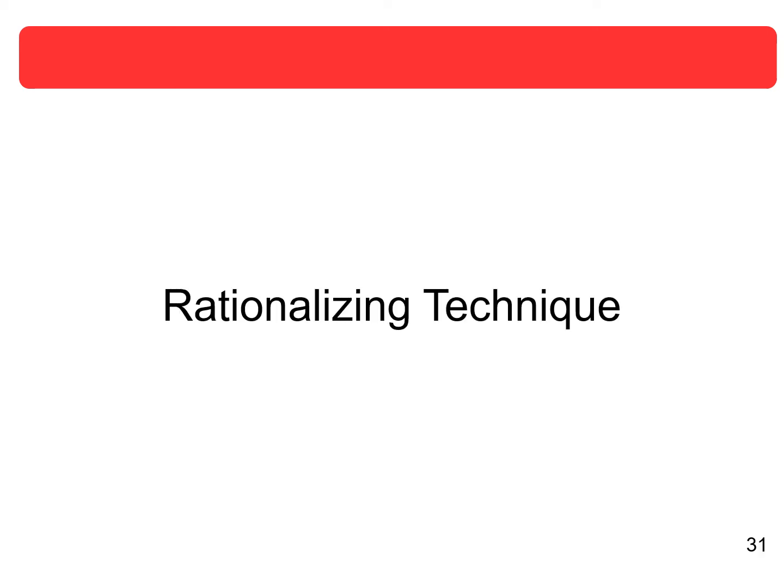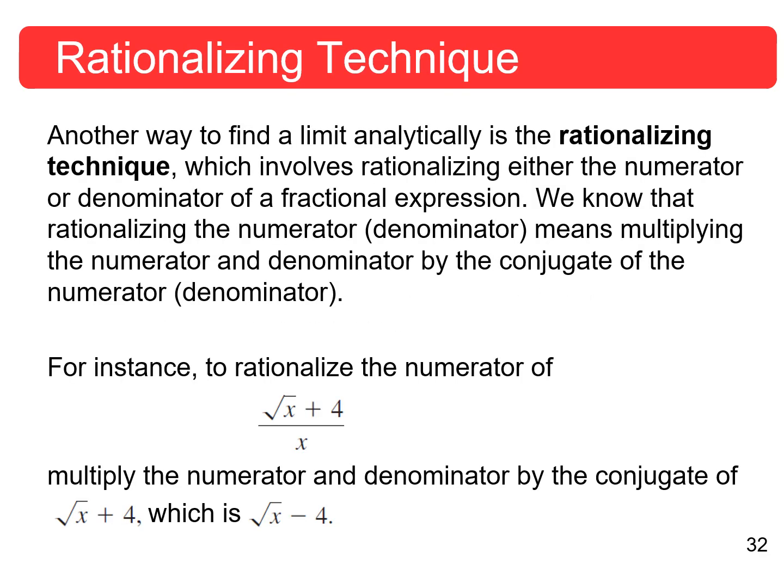The next technique that you can also use is the rationalizing technique. Another way to find a limit analytically is by using the rationalizing technique, which involves rationalizing either the numerator or denominator of a fractional expression. Now, we know that rationalizing a numerator or denominator means multiplying the numerator and denominator by the conjugate of either the numerator or denominator. So for instance, let's rationalize the numerator of square root of x plus 4 over x.